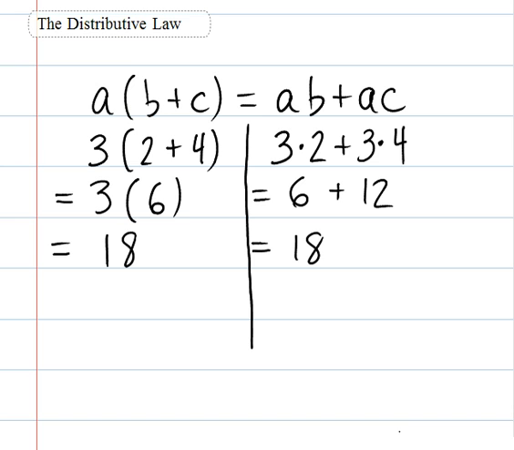This will work for any numbers A, B, and C, even though the middle step here was different. We have 3 times 6 arriving at 18, and over here we have 6 plus 12 arriving at 18. So there is something to explain here.